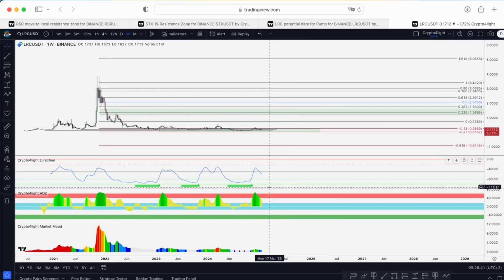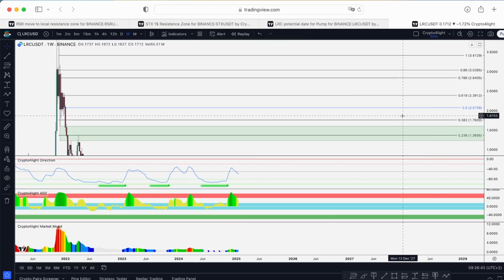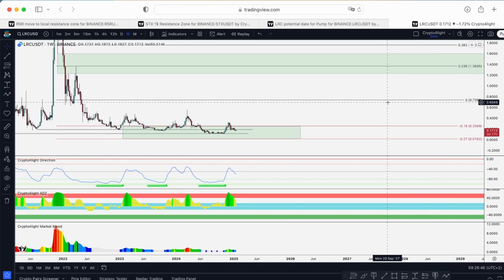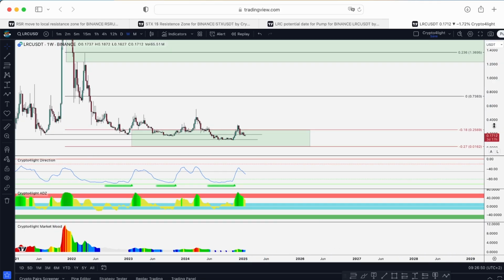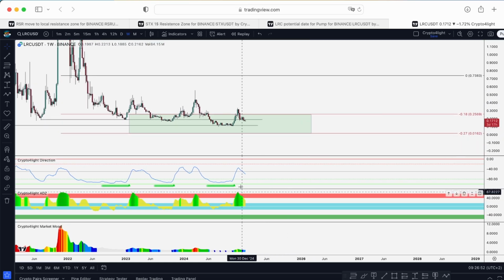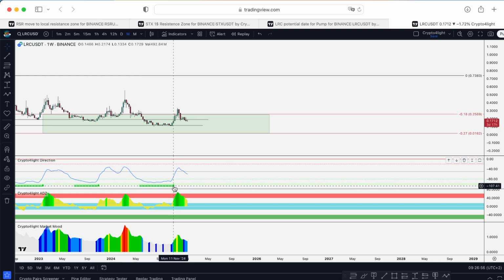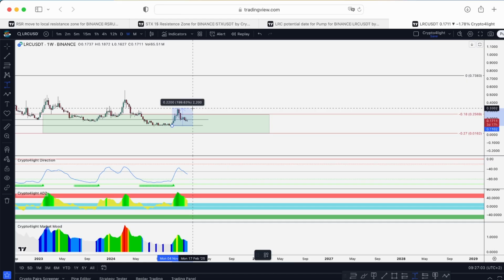Let's check. This was a distribution. This is what I don't like. That's what I don't like, guys. Let's lock the FIB. So here, levels relevant, but I don't like. So we are in distribution zone on a weekly, and this was accumulation. We pump it after accumulation, yes, we pump like around 200%.